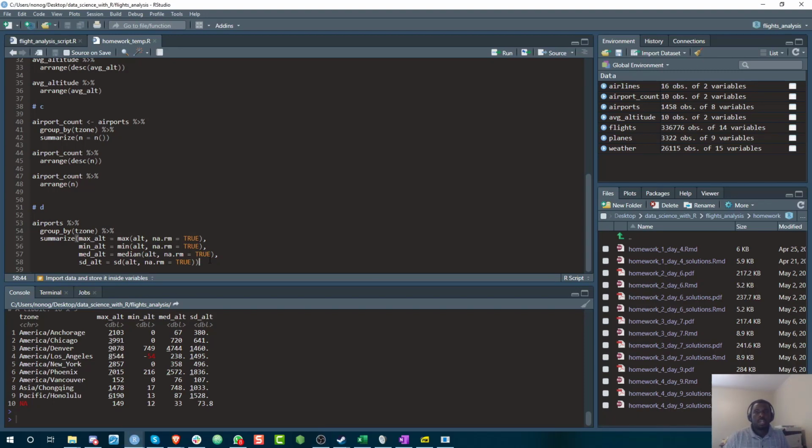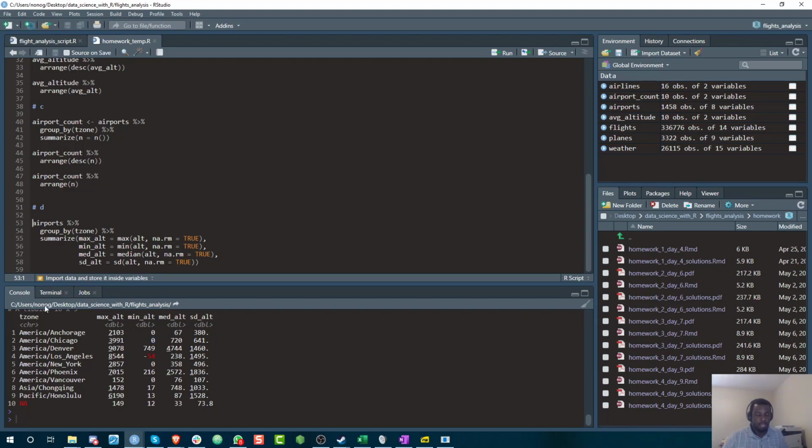Okay, so let's run this. Oh yeah, that's what I just ran. So for each time zone, as you can see, we have the max altitude for each of these time zones, the minimum altitude, the median altitude, and the standard deviation of altitudes. It's kind of interesting that for some places the minimum altitude is actually 0. Okay, interesting.